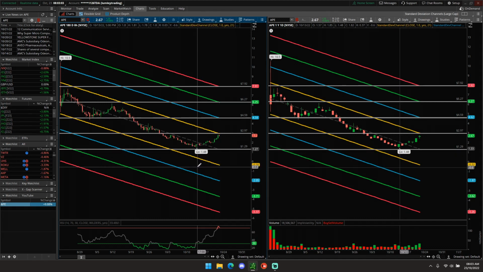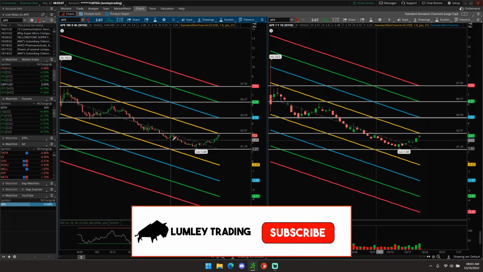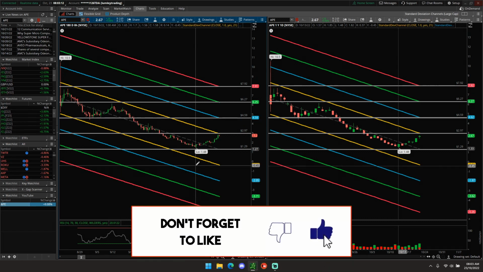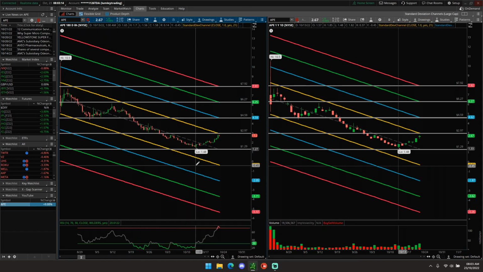Now, if we broke that, we don't actually have any more support on these longer term time frames. We can see, because it's been in such a strong sell-off since it's been released, our next deviation is negative 45 cents, and obviously we cannot trade a stock into the negative.